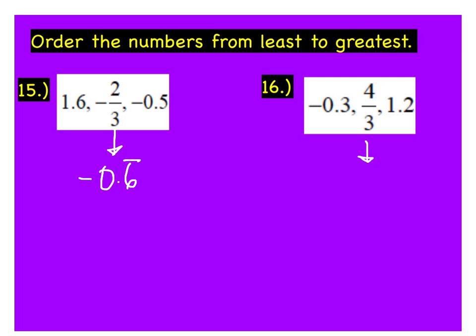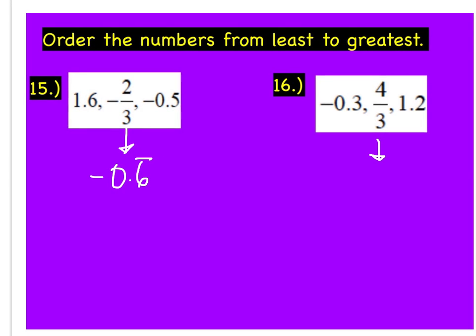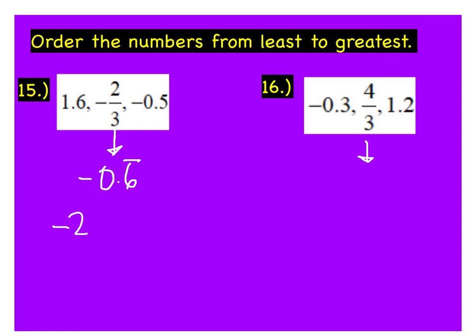I'm going to start with the most negative numbers first, and so in this case, since negative 0.6 repeated is bigger than negative 0.5, and by bigger, I mean most negative, we're going to write it first, but we want our final answer to have those original numbers. So I'm going to have negative 2/3, then negative 0.5, and then last I'll finish up with my one positive value, 1.6. So this is my final answer for this problem.